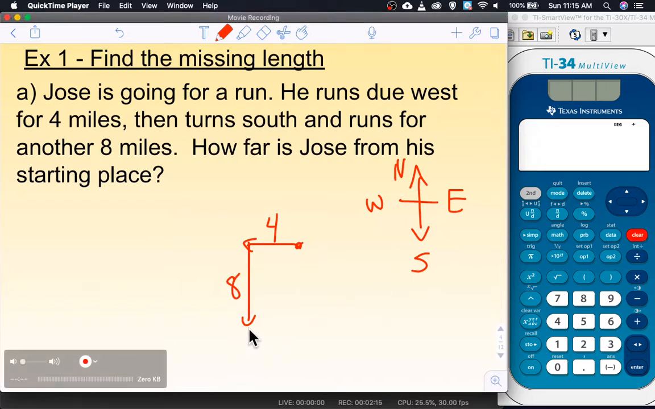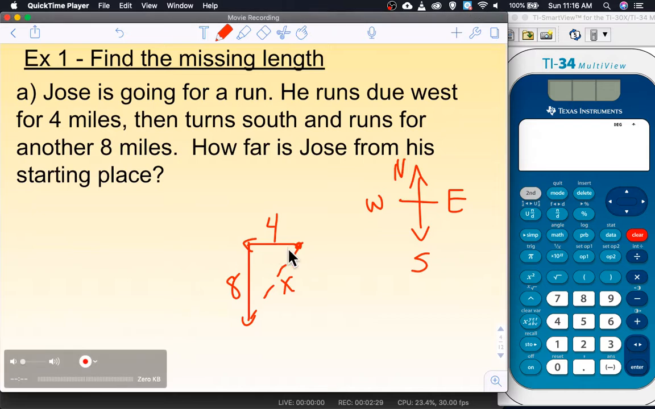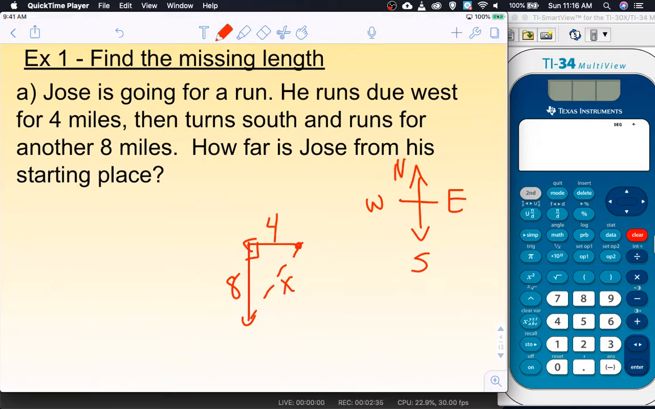How far is he from his starting place? So he is right here now. Well, the distance from where he is to his starting point is this straight line connecting these 2 points. So we want to know how far away he is. And because he ran straight west and straight south, that makes a right angle. So we can use the Pythagorean Theorem to solve and figure out how far he is from his starting place.